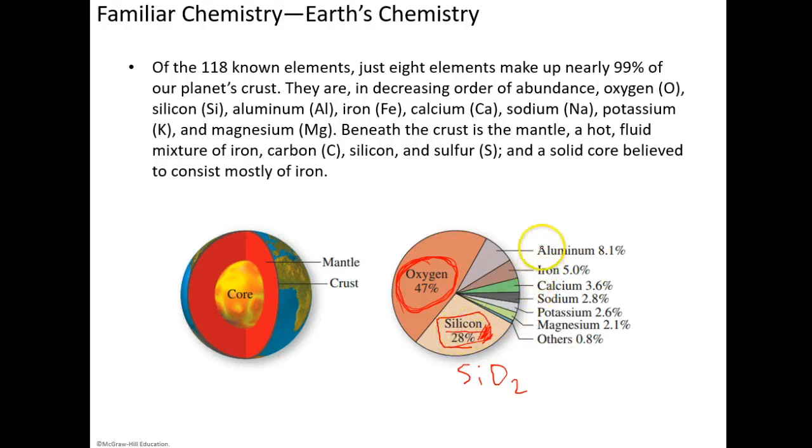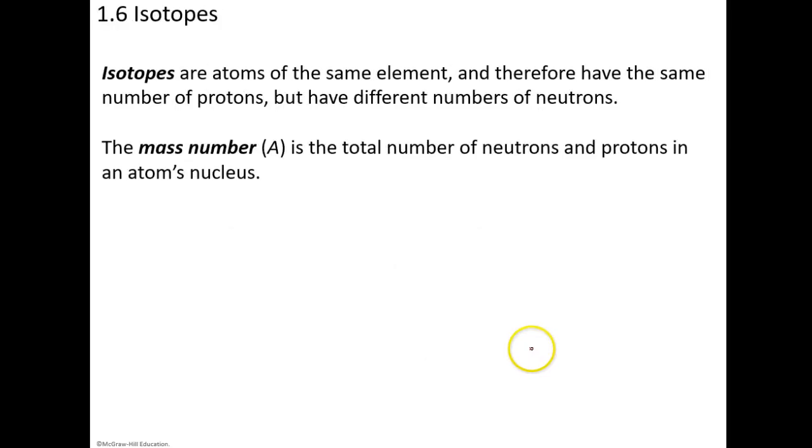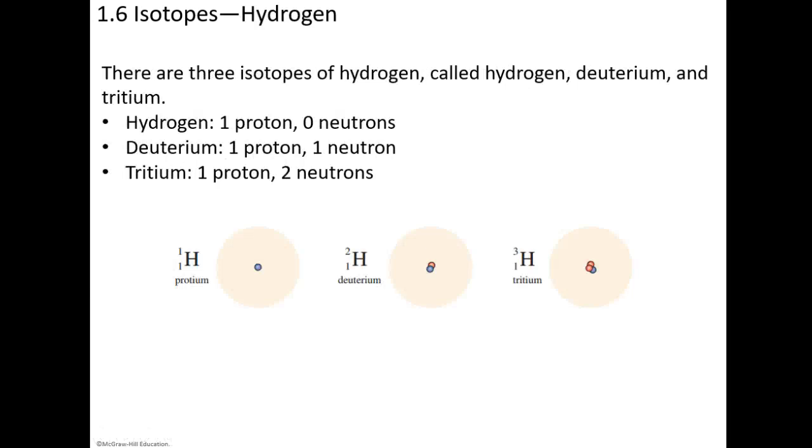Next, aluminum is pretty high on there. Iron is pretty close, and calcium, sodium, potassium, magnesium, and then obviously all the other trace elements. So it's kind of interesting to see the Earth's core. We're going to stop right here, and we're going to pick up on isotopes in the next video.